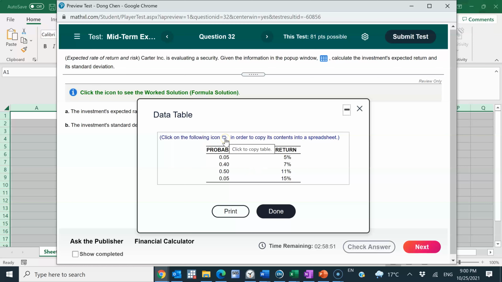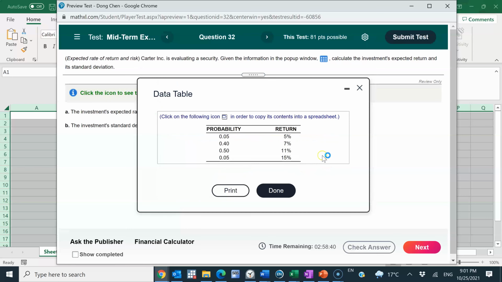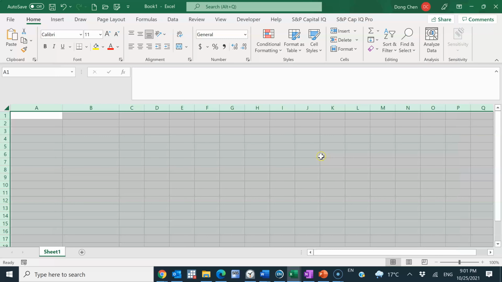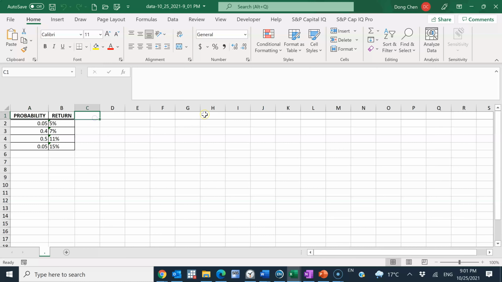So as we said, what's convenient about using MATLAB nowadays is that we can directly open this in Excel, which will facilitate the calculation significantly. So once we do that, we can see that the first step is we know that expected return is the weighted average of all the returns under all the economy states, and the weight is the probability.